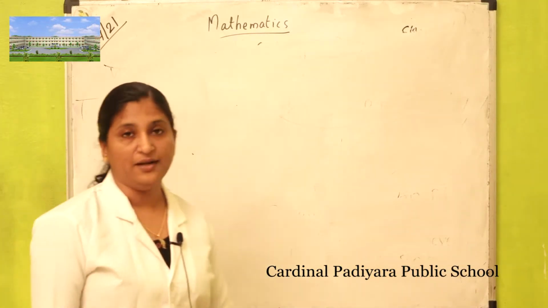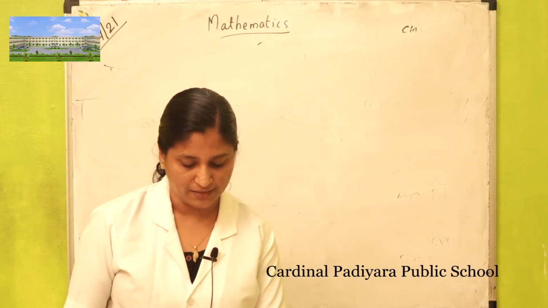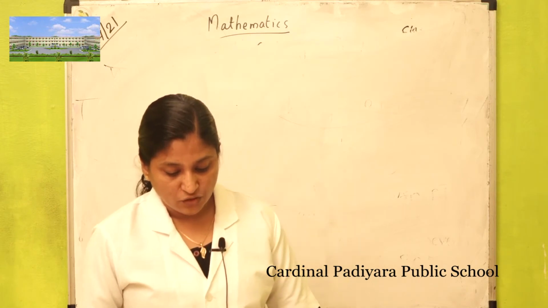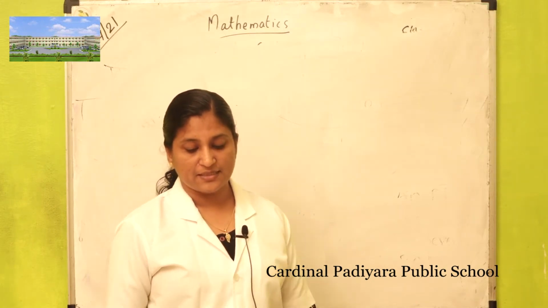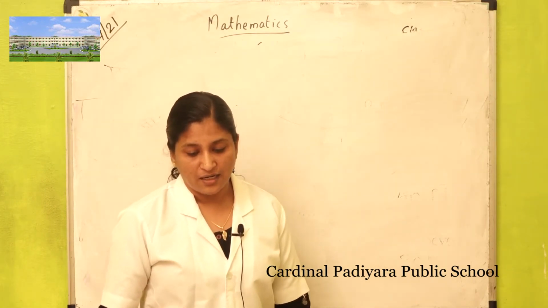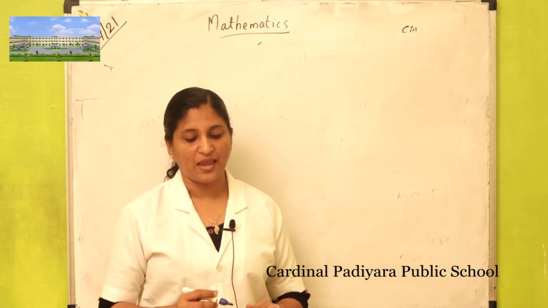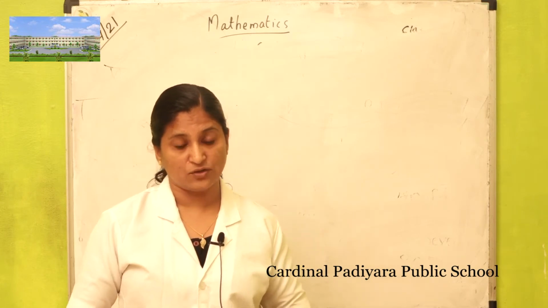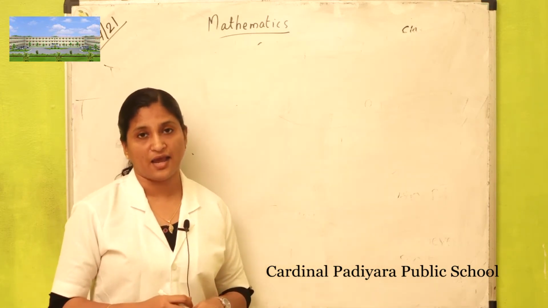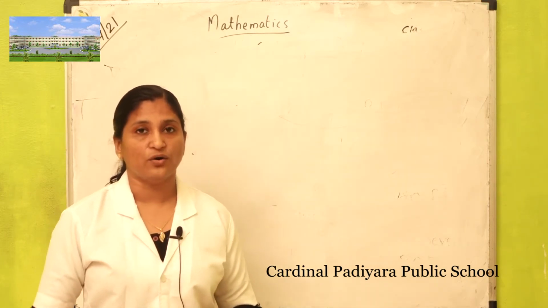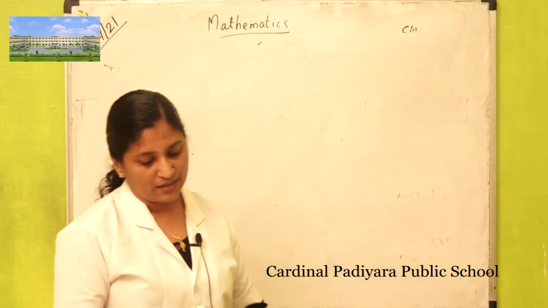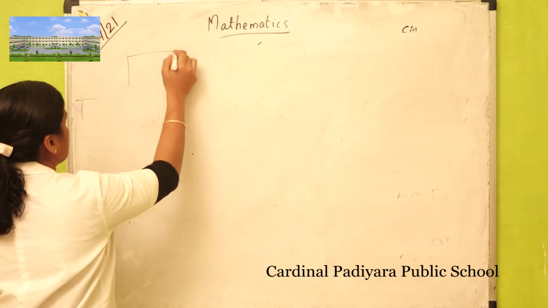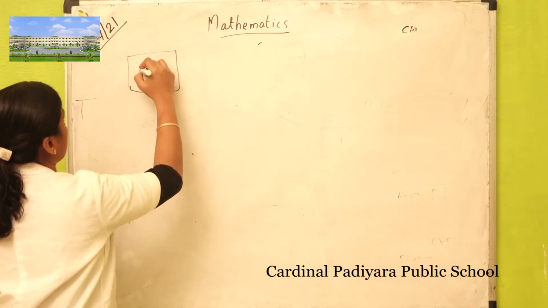Next one is building numbers. Building numbers. Next to page number 15. Jaggu the juggler keeps his juggling rings in boxes of 10. Help him count how many rings of each color he has. Look at this first box. This first box, here 10 rings.